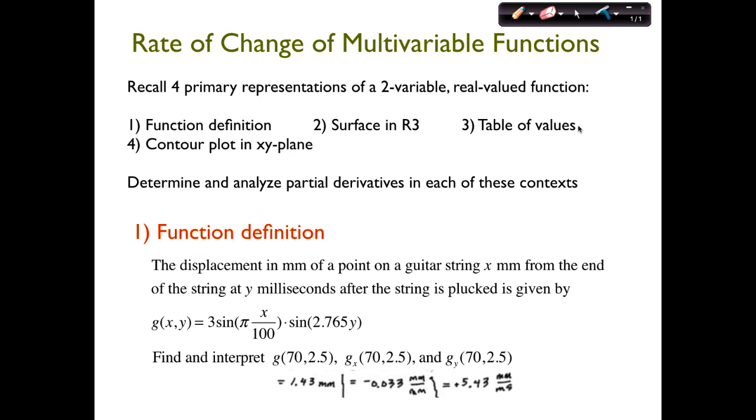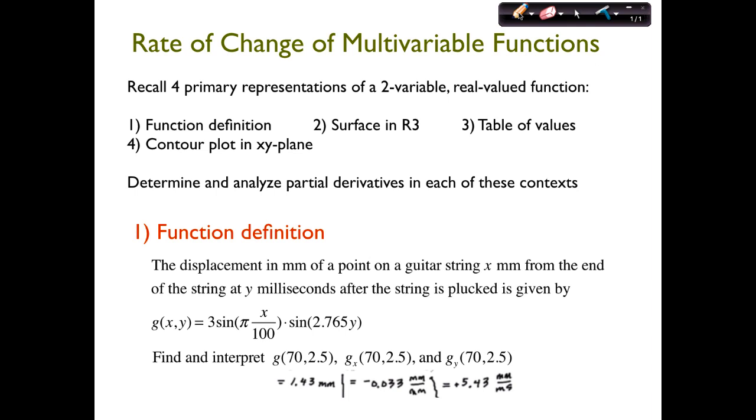For the function value, I got 1.43. Anyone get that? My January through April birthdays. All right, for the partial with respect to x, negative 0.033. You got that? Sweet. And then for the partial with respect to y, 5.43. Good? Okay, so now here's the real test. What do these numbers mean?